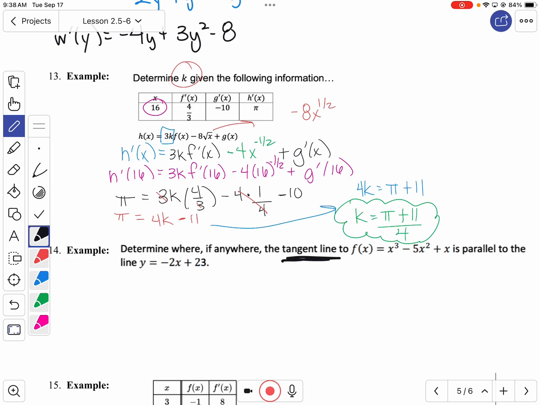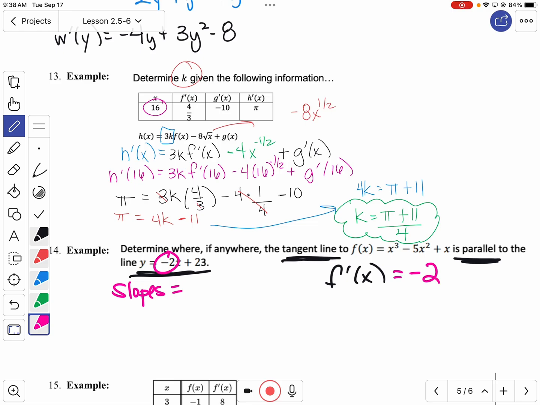Take the derivative because we're talking about the tangent line. So we're going to need f prime at x. I want it to be parallel to this line. What does that mean has to be true? Their slopes have to be equal. What's the slope of that line? It's negative 2. So I'm looking for where is my derivative equal to negative 2. That's how I would solve it. I'd take the derivative, set it equal to negative 2. I just want to talk through it.